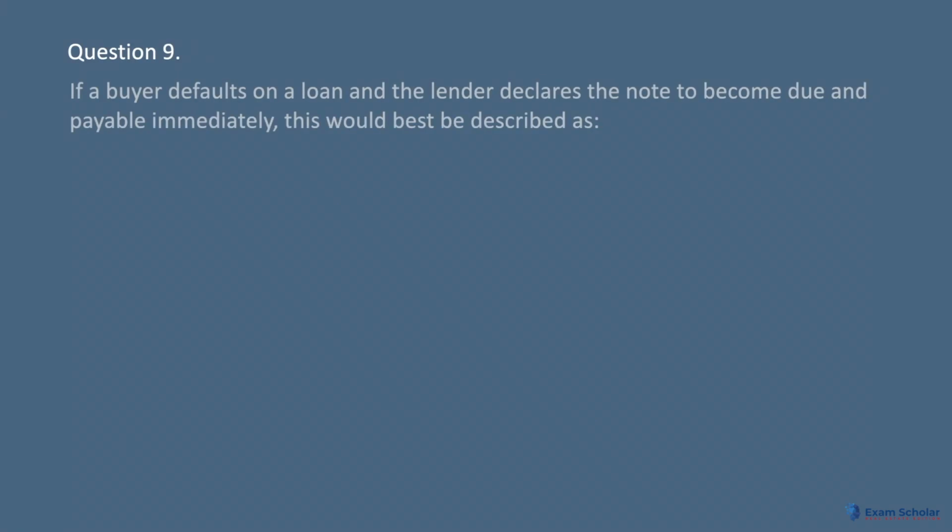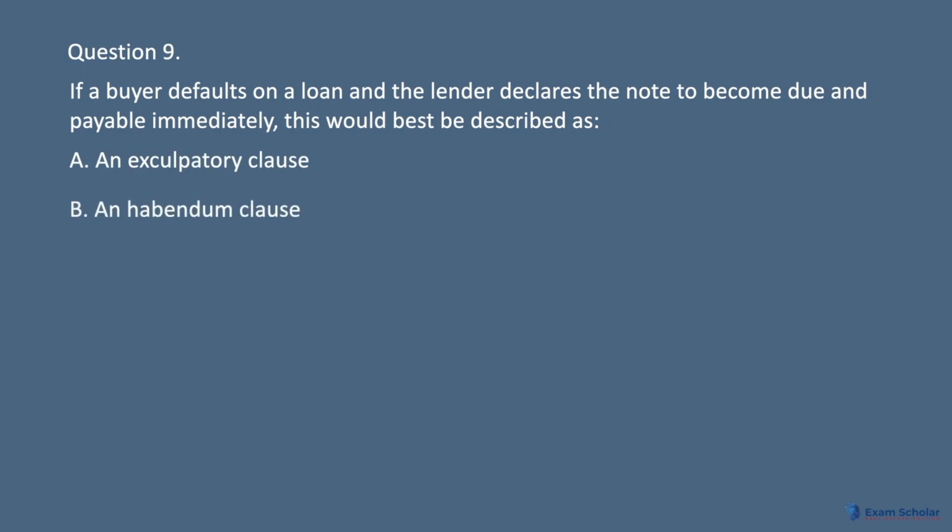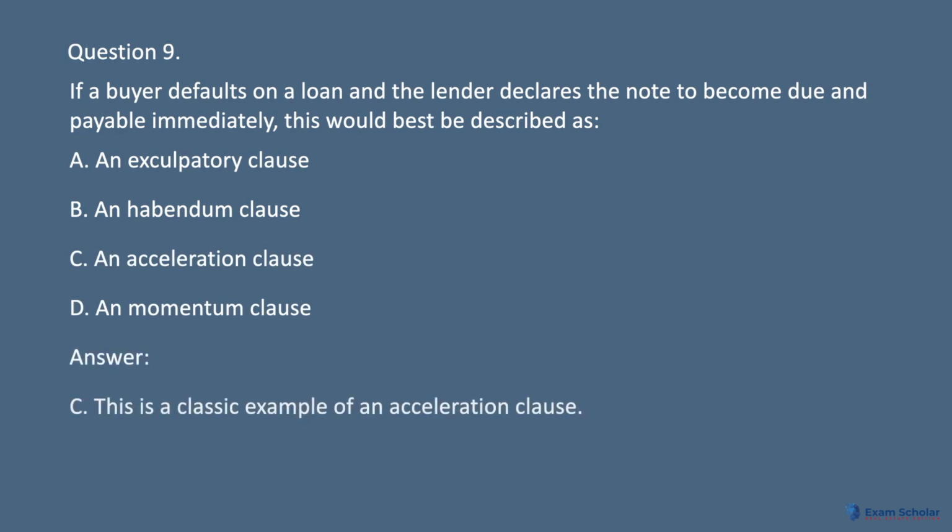Question 9. If a buyer defaults on a loan and the lender declares the note to become due and payable immediately, this would best be described as A. An exculpatory clause, B. An habendum clause, C. An acceleration clause, D. A momentum clause. Answer C. This is a classic example of an acceleration clause.